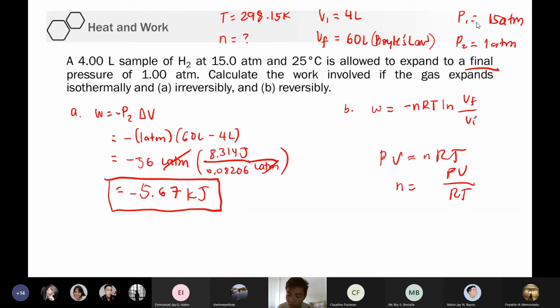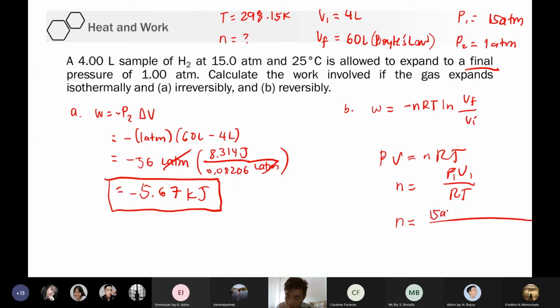So, kung yung P1 gagamitin ko, use the V1. Kung P2 gagamitin ko, use the V2. Pero, for consistency, yung initial conditions yung gagamitin natin to identify the moles of the gas. So, gagamitin ko na lang is P1, V1. Although, pwede rin gamitin P2, V2. Kasi, again, P1 V1, yung product nun ay constant, which is the same as P2 V2. Okay? So, let me solve for the moles.